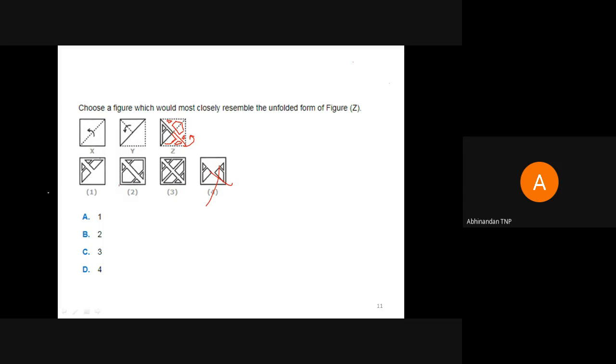Option number 3, option number 1 is not correct. Option number 2 and 3, out of these two, one option may be correct. But option number 3, here we have this somewhat wrong portion. So this is not correct. Option number 2 is correct. Means B is the correct answer. B is the right answer.